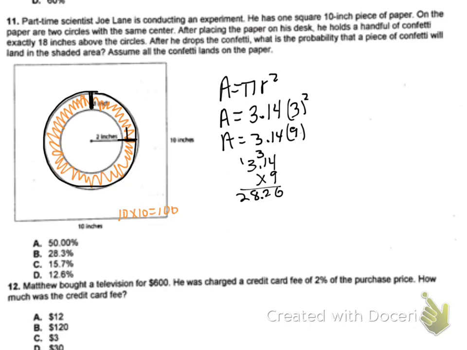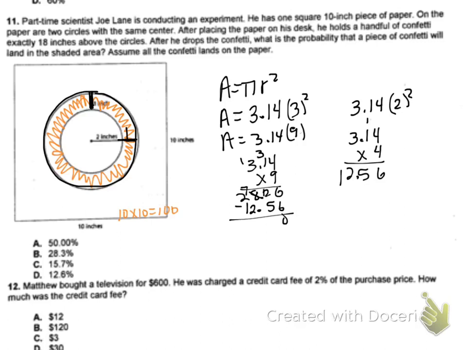So now I'm going to do this circle right in here. Well, the radius of that one is 2. So this would be 3.14 times 2 squared, or 3.14 times 4. And I get 12.56. Now I'm going to subtract. And 1570. So that's the area.